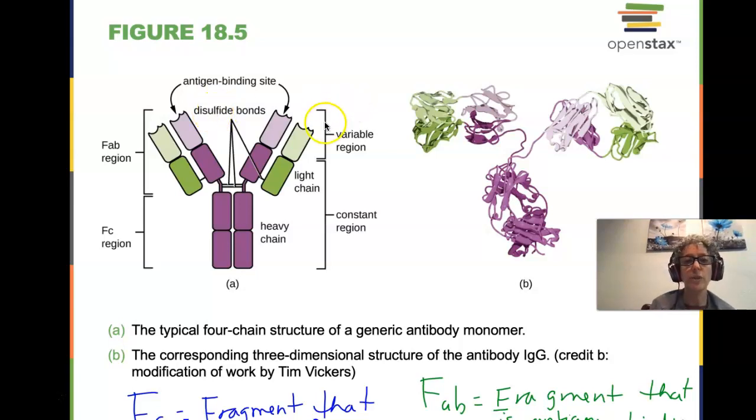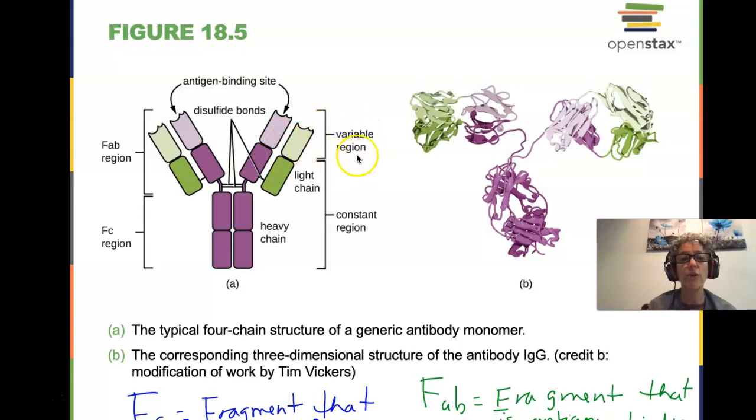And we also have something called the variable region that is just this very tip of both the heavy and light chains. And we have the constant region, meaning does not vary. All of the antibodies in that particular category of antibodies are going to have the exact same amino acids in the same order forming that shape. The only variability is in this antigen binding region.